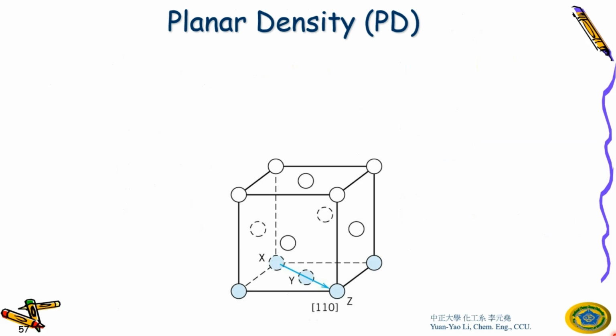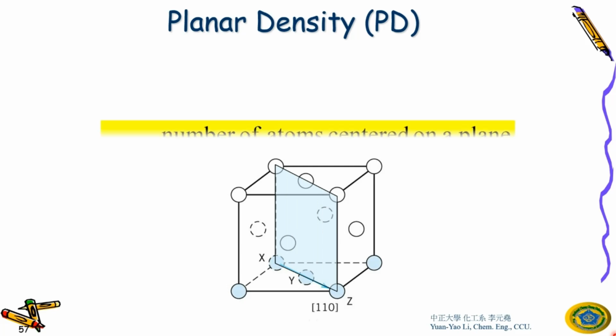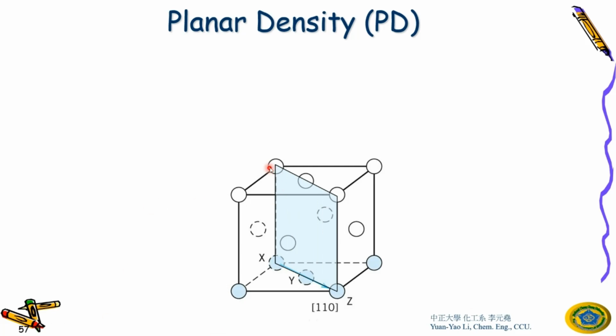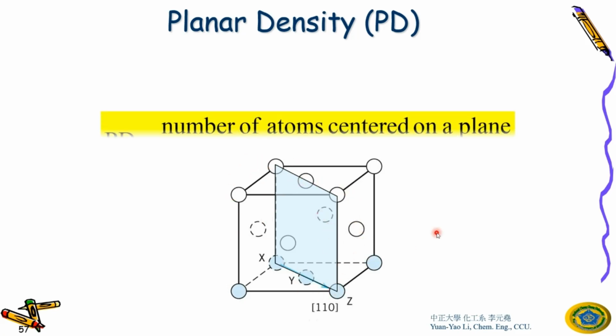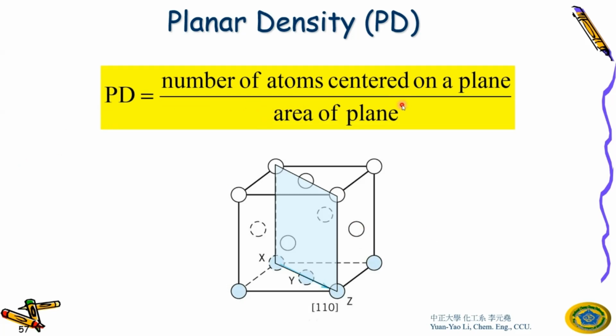How about planar density? We use PD. I'm sure you know that if we want to know the planar density of this plane, the definition will be the number of atoms centered on a plane divided by the area of the plane. So easy. The unit is also nanometer to the power of -2. Okay, let's take a look at this plane.